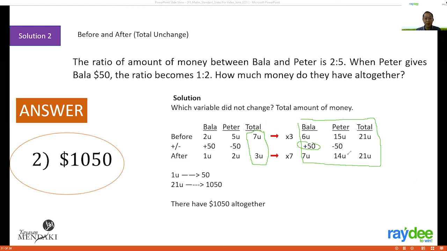Comparing this, right, so 1 unit is 50. What's the total amount of money? Sorry, how much money do you have? Okay, so they want the total sum. So the total sum is actually 21 units. So that's why here it is 21 units, right? So it's $1,050.